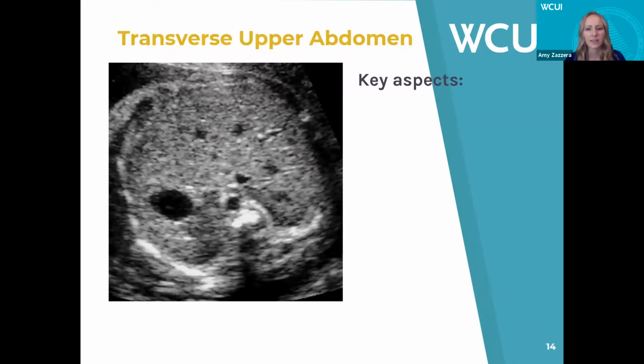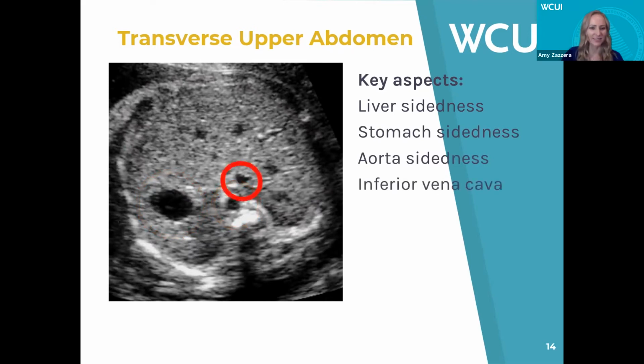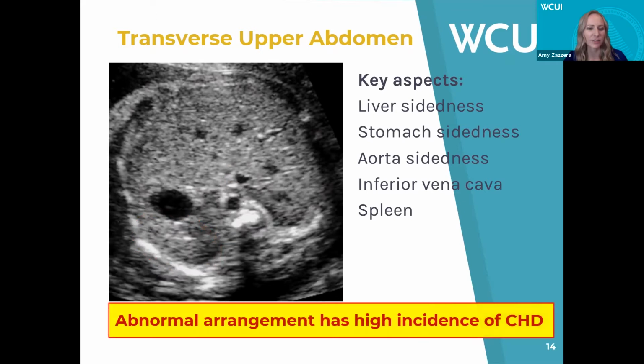And here, we're gonna show visceral situs. So, liver-sidedness, making sure that liver is on the right side of the body. Stomach on the left. Aorta on the left. And then that IVC on the right. Spleen is going to be on the left, just posterior to that stomach. So it's important to remember that if we have any abnormal arrangement of the organs, there's a very high incidence of congenital heart disease.